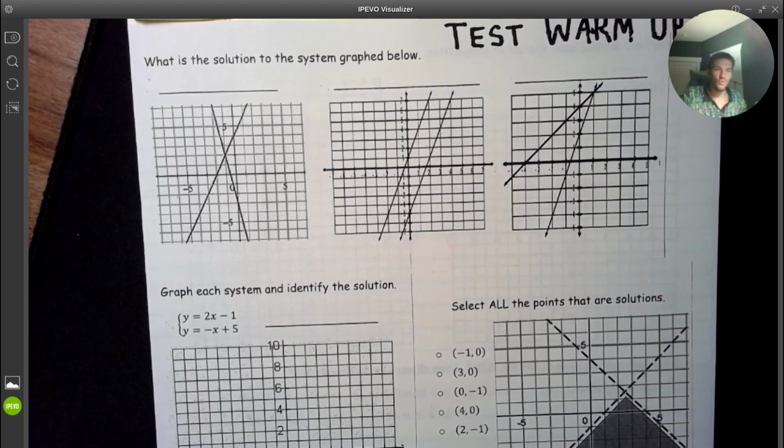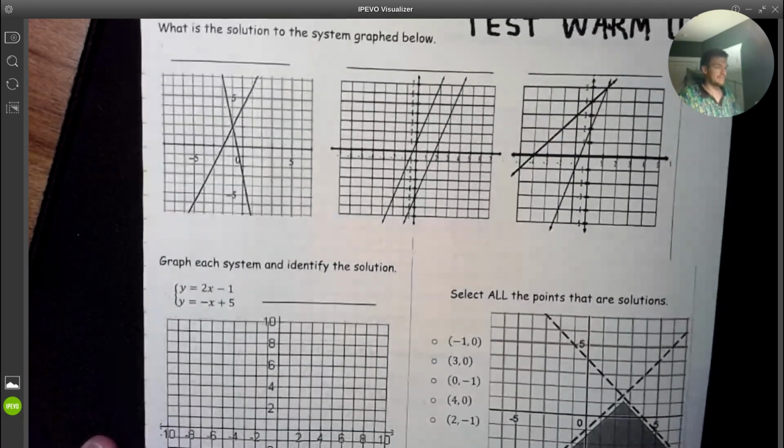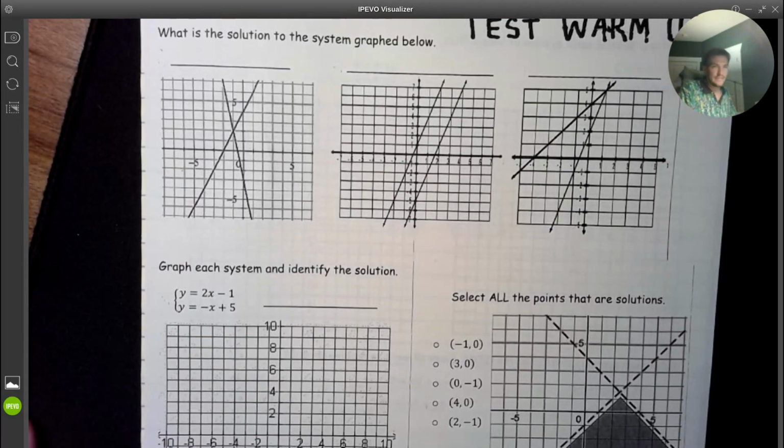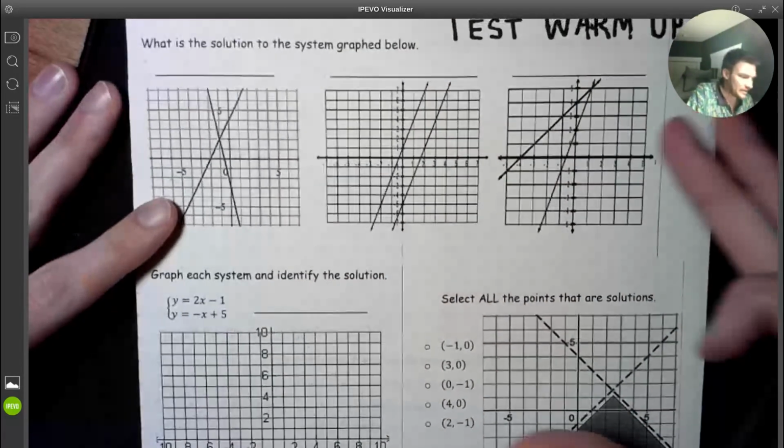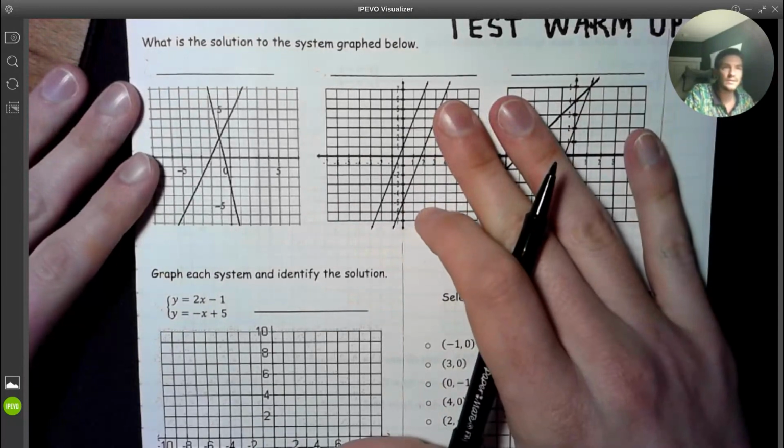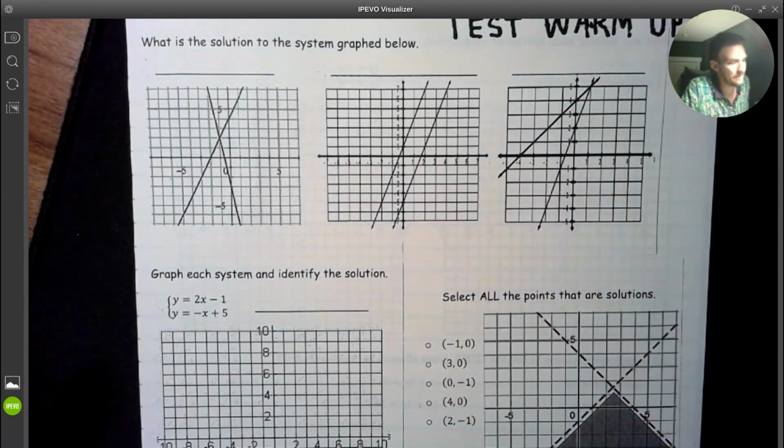We're doing a test warm-up. We got a test today. We're going over systems. We got a couple different things going on. A little bit of a messy paper here, very similar to what we did yesterday. Remember, the test is going to be on the computer.